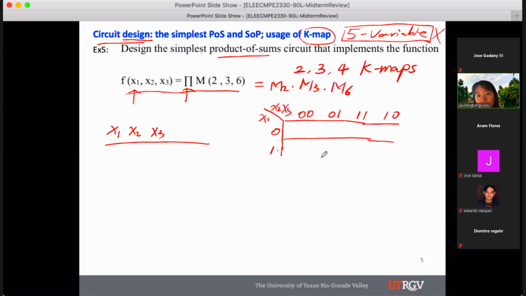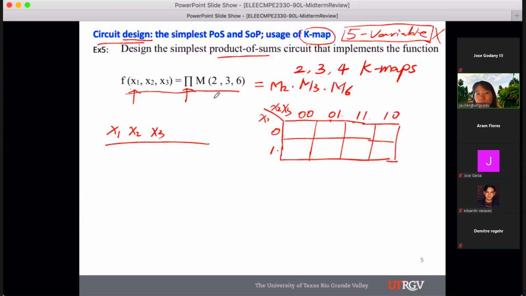Whether a K-map is valid depends on whether any two neighbors differ by only one variable, say 0, 1, 1, 1. It's only different by the first variable. That's why it's a valid K-map, okay? Then you can put it here. Then maybe your natural question is, where should I put M2?